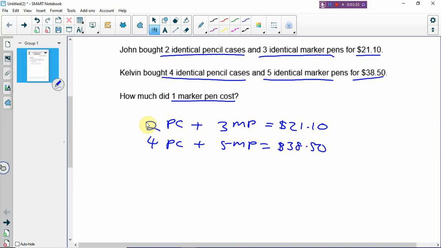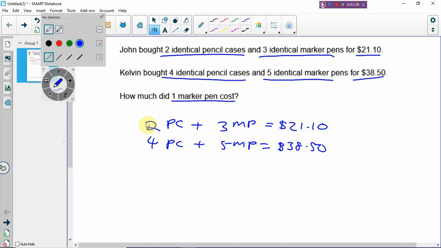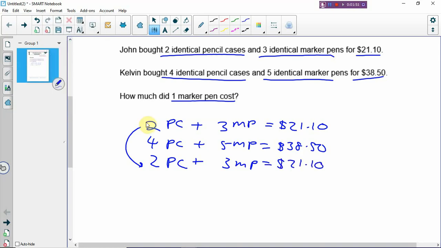Now from this point onwards, that's when you can have different ways of solving. It all depends on how your mind is able to twist and turn, how your mind is able to play with the statements. For example, one of the ways that we can manipulate these statements is this. I can bring down this statement, so I get 2 pencil case and 3 marker pens, and then you have $21.10. And then what happens next? Then we subtract.